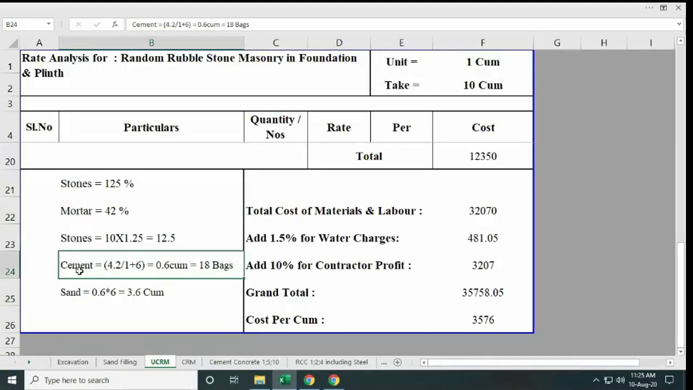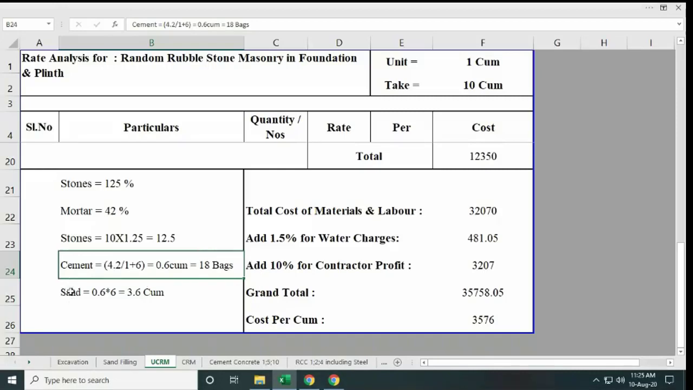Now, how to do the cement calculation? Cement will be equal to the total volume of mortar required by the proportion. I have not written our proportion here; you can take the proportion as 1:6, that is 1 part of cement and 6 parts of sand. So the total volume of mortar required divided by the proportion gives you cubic meters. 0.6 cubic meters divided by 0.035, you will get 18 bags. 18 bags of cement is required.